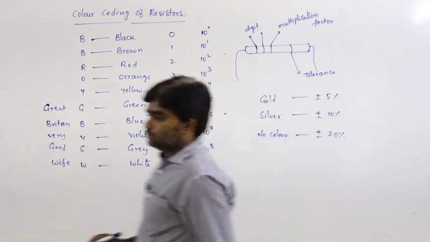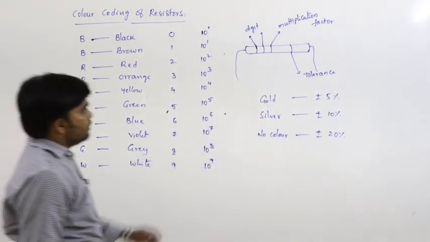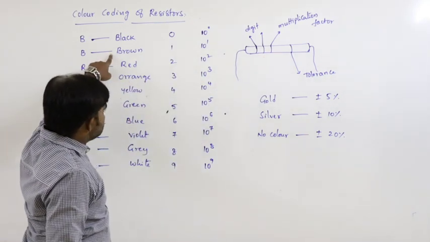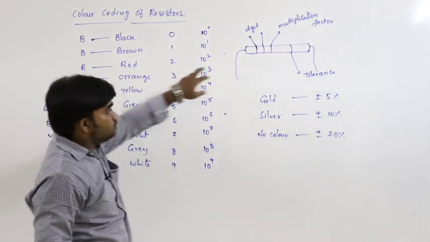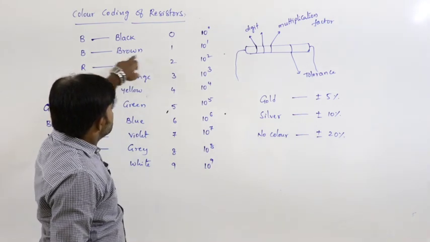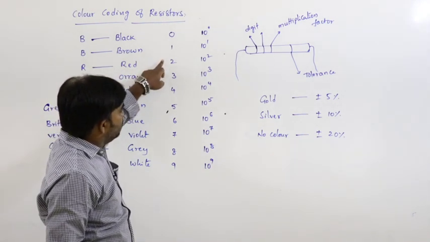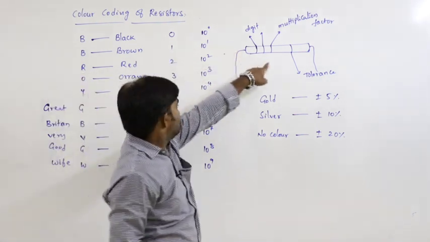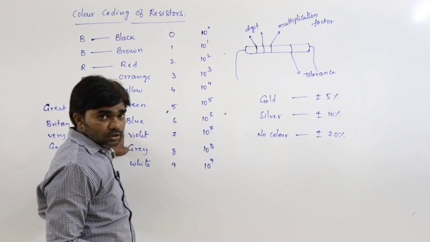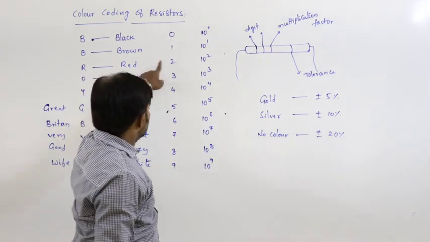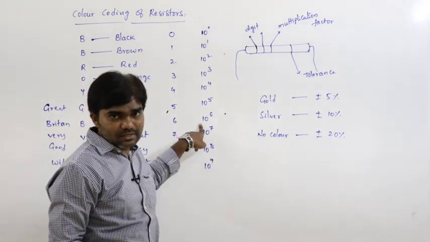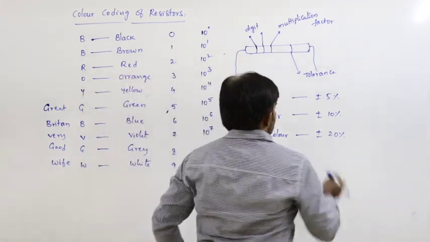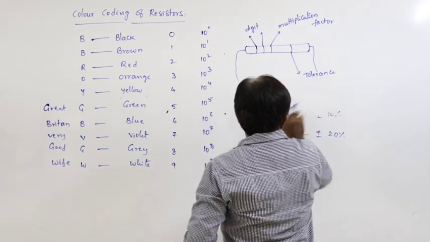So, let us do an example. The first two colors indicate digits. For example, the first two colors are, let us say, brown and red. That means the digits 1, 2, that means 12. Next, the third color is, let us say, blue, that is 12 into 10 to the power of 6, that is the resistance. So, let us do one problem here.